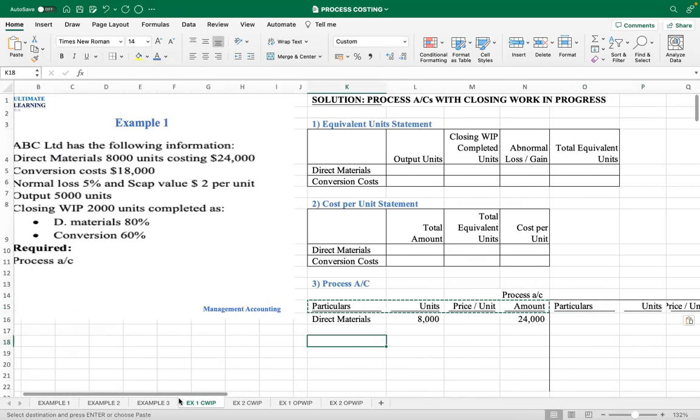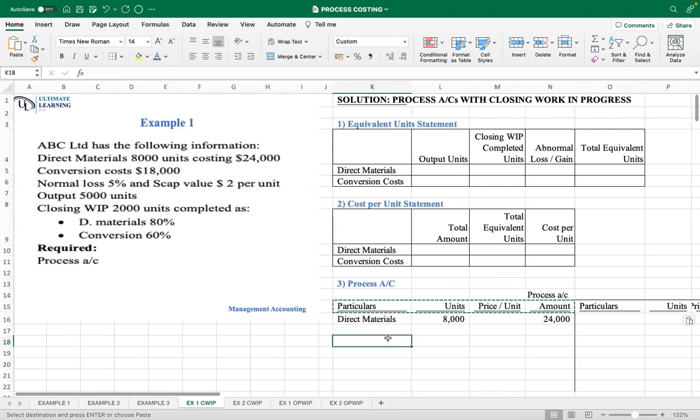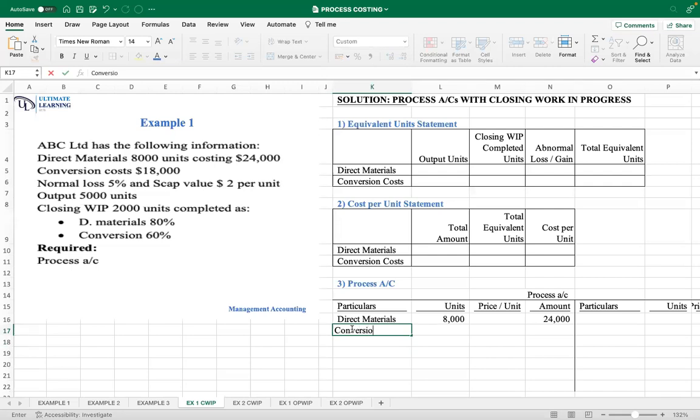So we have direct materials, as I have posted. Direct materials is 8,000. I've written it here. And the amount is 24,000. I've written the amount there. Conversion costs is 18,000. So next, conversion costs. Sorry, I posted it in the wrong part. 18,000. It's an amount. Next, you're being told normal loss is 5% and the scrap value is 2.